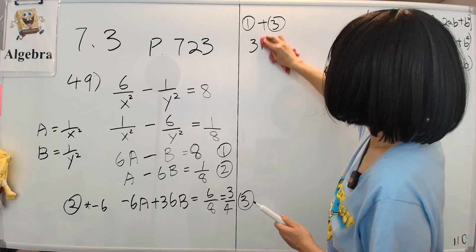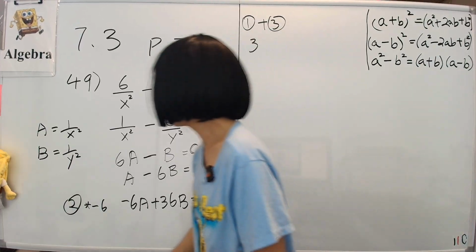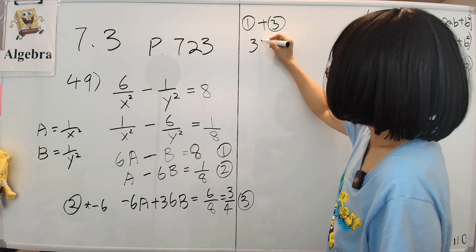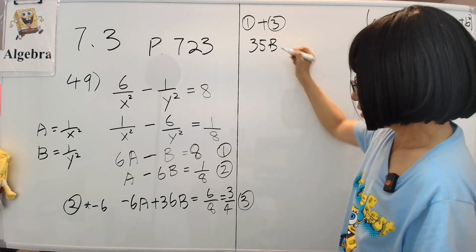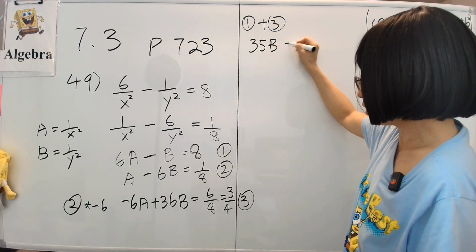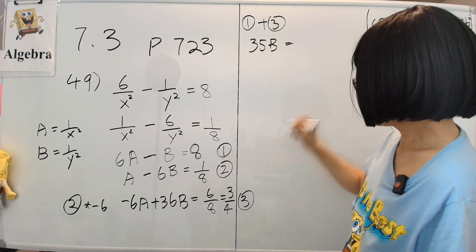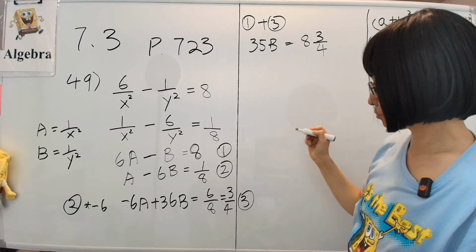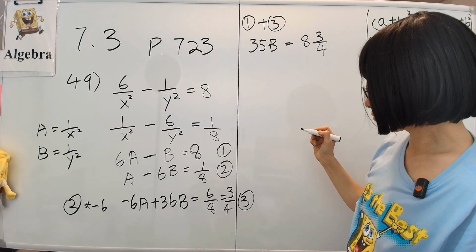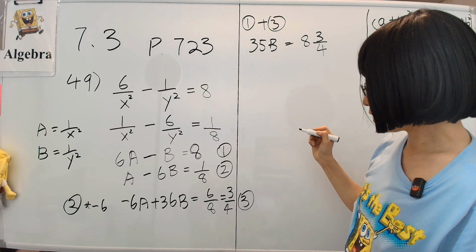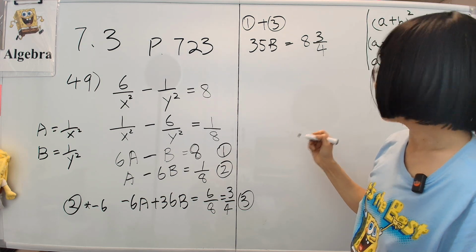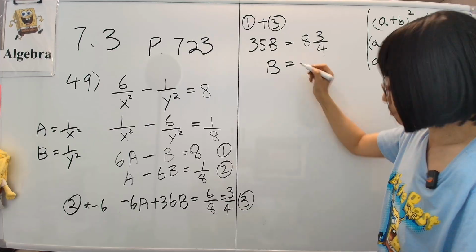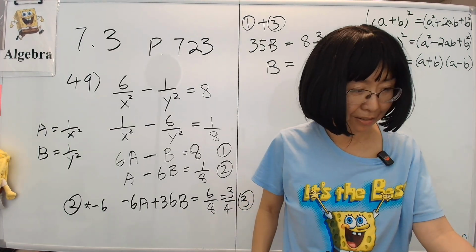35b equals to 8 3/4. Okay, we'll write it this way for now. 8 3/4. Yeah, I think so. All right. So then b then equals to, let's pull out the calculator. Let's see what the calculator says.